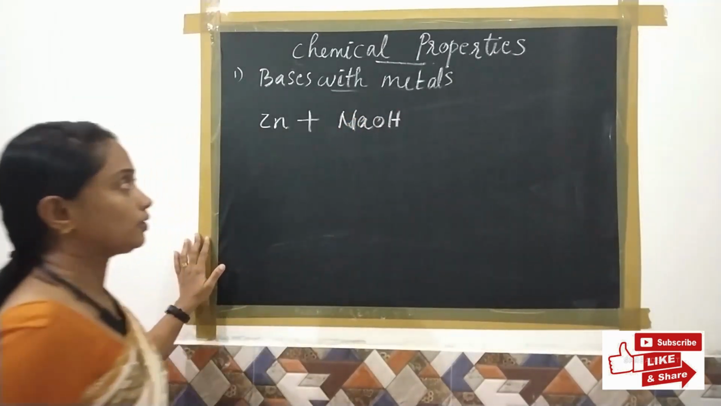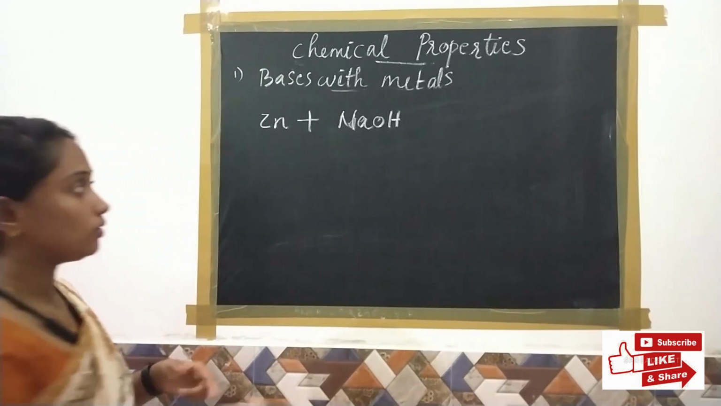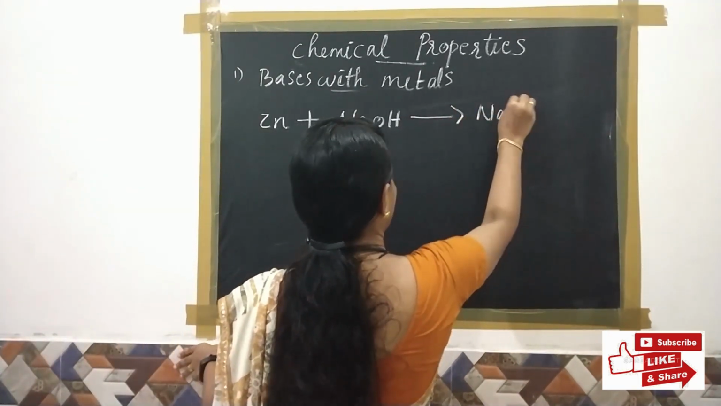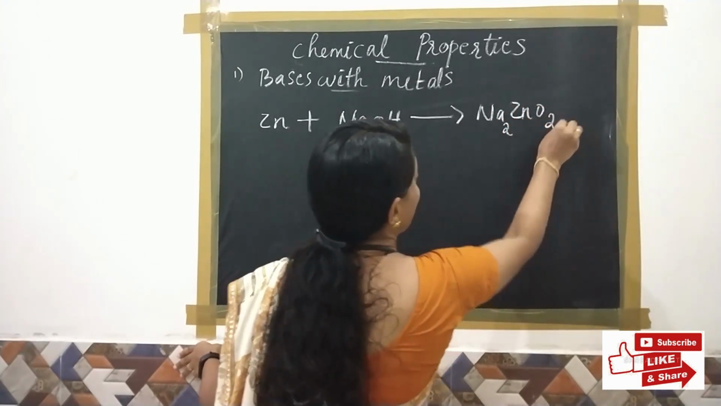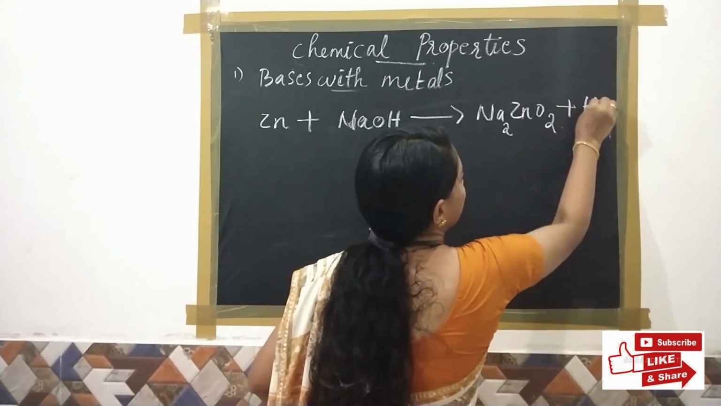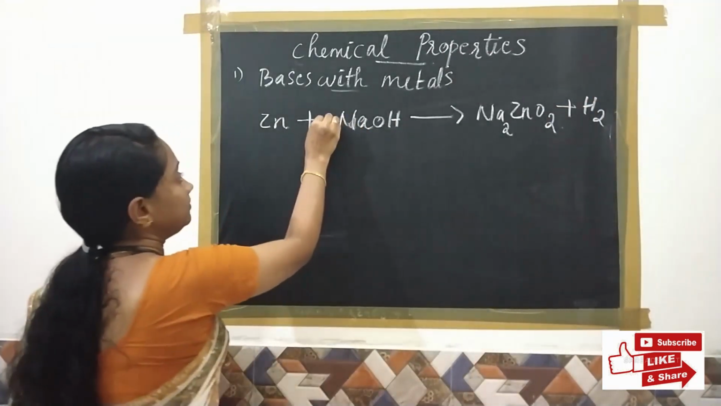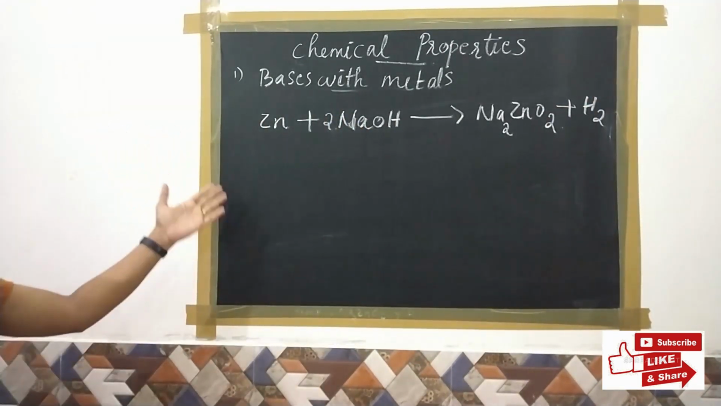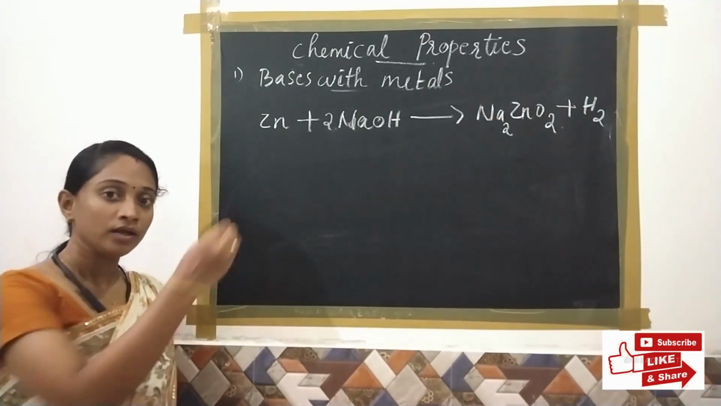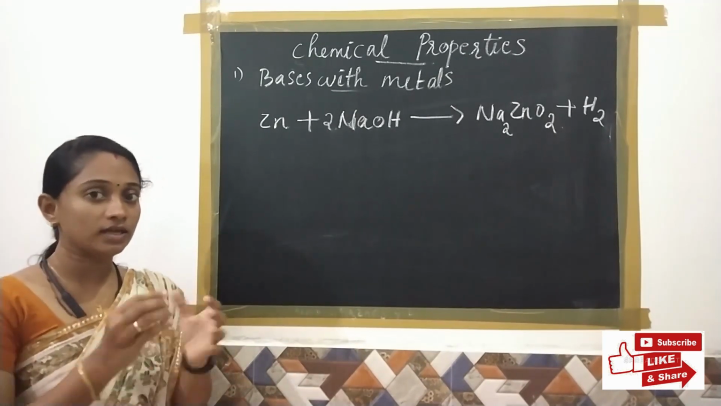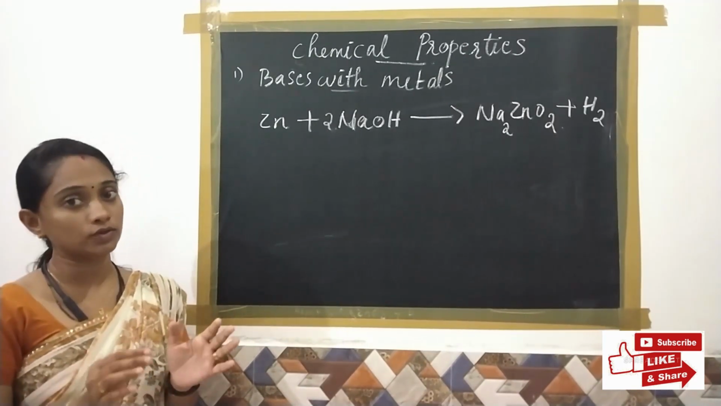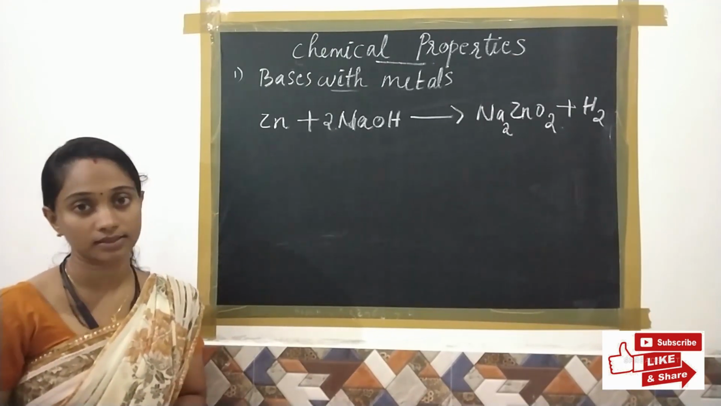Sodium hydroxide will produce the corresponding salt, Na2ZnO2, that is sodium zincate, and hydrogen gas. This is the balanced equation: zinc plus sodium hydroxide produces the corresponding salt, sodium zincate, and hydrogen gas. So we can say that when any base reacts with a metal, it produces salt and hydrogen gas.